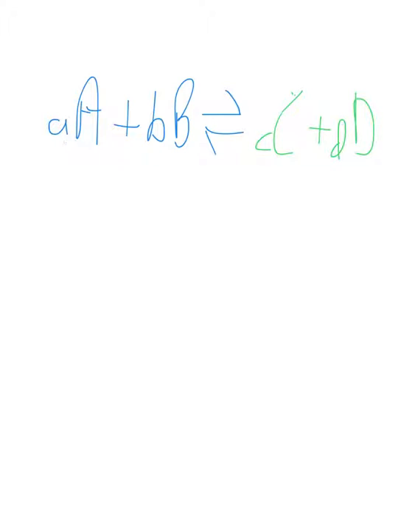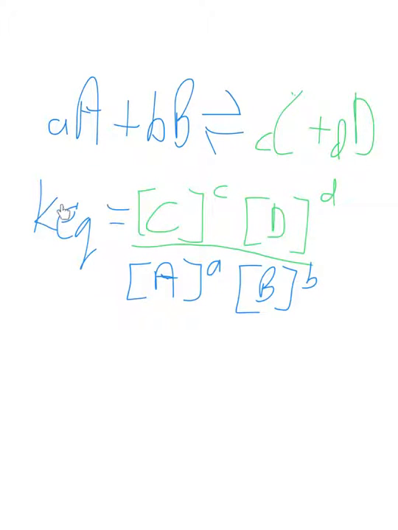Now, suppose we have A reacting with B to form C and D, and we have stoichiometric coefficient a for A, small b for B, small c for C, and small d for D. The equilibrium constant, K equilibrium, would be the concentration of C raised to its coefficient times the concentration of D raised to its coefficient, divided by the concentration of A raised to its coefficient times the concentration of B raised to its coefficient. Notice that the equilibrium constant is a ratio. It's approximately a ratio of the products divided by the reactants.